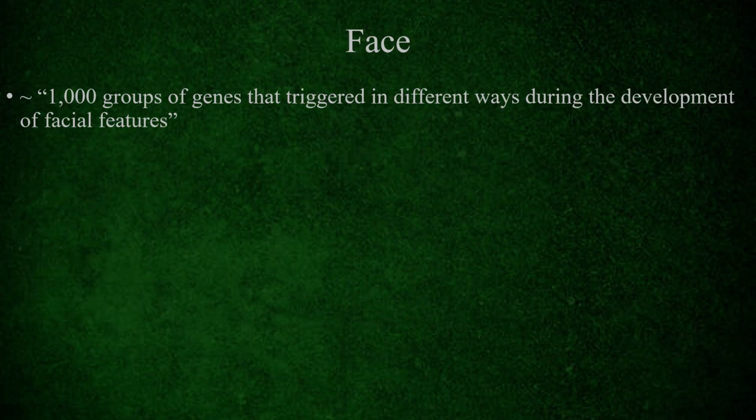Now, when it comes to our faces, there are about 1,000 groups of genes that are triggered in different ways during the development of facial features. That is a lot of genes, and because it's during development, it's even more significant, because development are the very early and precise steps that need to be done right to get you from A to B.